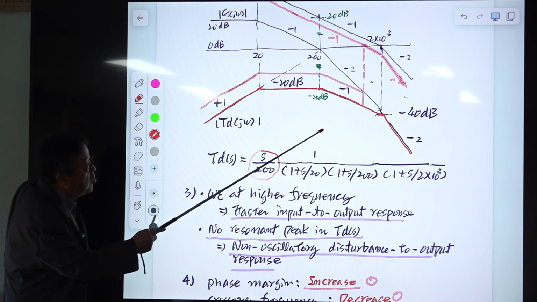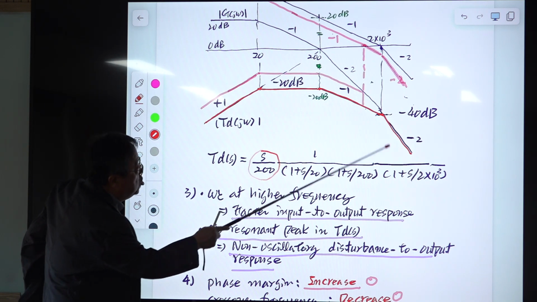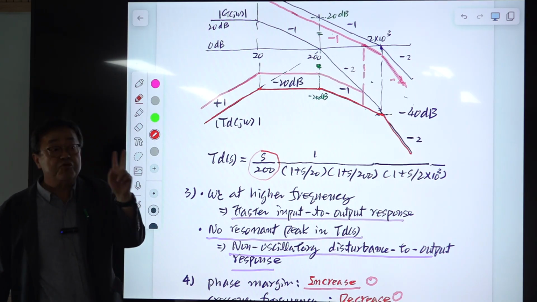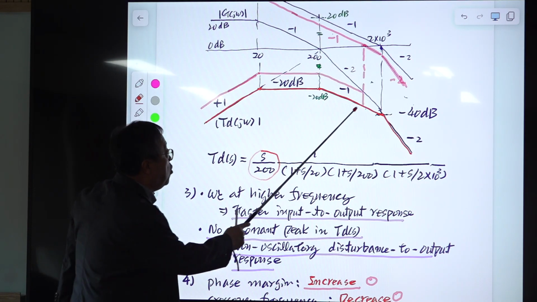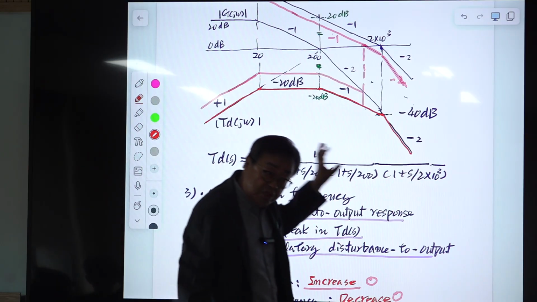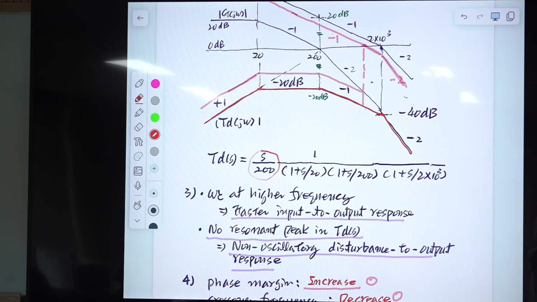And if you take a look, the slope changes by 1. There is no second order term. There is no peaking. There is no oscillatory behavior in the disturbance to output transfer function or time domain waveforms. Okay?